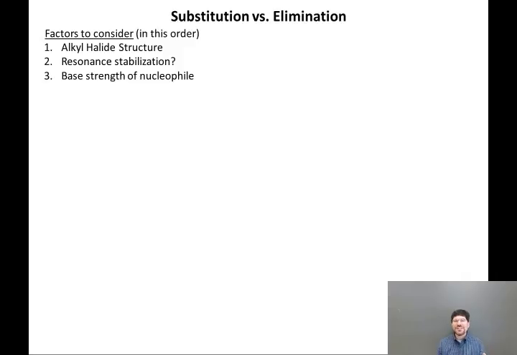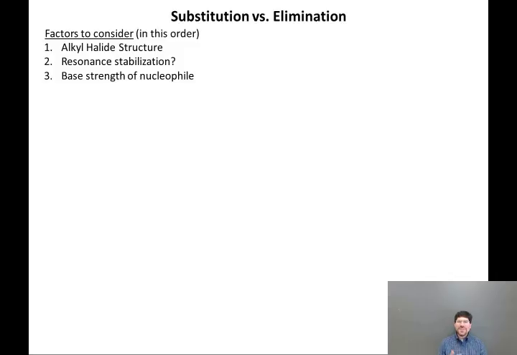Fundamentally, you're going to have to classify your starting material as to whether it can go through a carbocation mechanism, namely the SN1 or the E1 mechanism, or it cannot go through a carbocation mechanism and is therefore limited to the SN2 or E2 mechanisms.